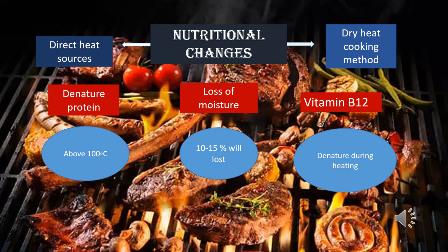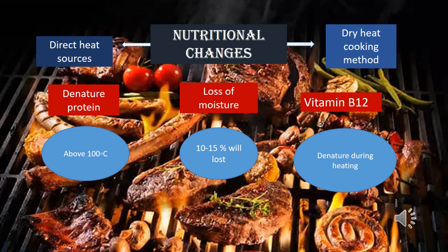This direct heat source will speed up the cooking of the meat. Direct grilling can expose food to temperatures of up to 260 degrees C, resulting in meat being more aromatic and flavorful. Then, when the meat is grilled, it causes nutritional change. Here there are 3 nutritional changes: protein denaturation, loss of moisture, and loss of vitamin B12.